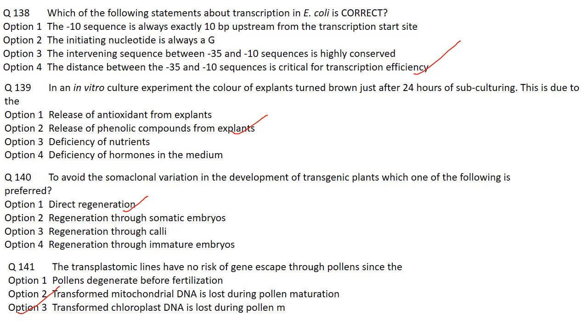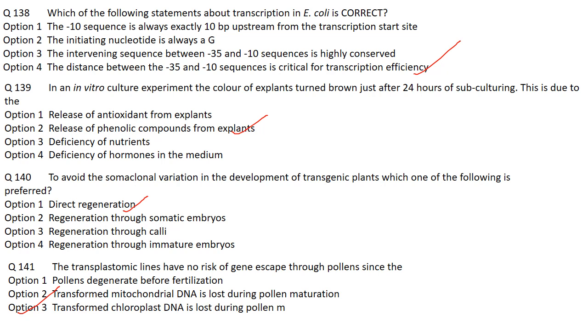Then next one. The transplastomic lines have no risk of gene escape through pollen since the... So a transplastomic plant is a genetically modified plant in which genes are inactivated, modified, or new foreign genes are inserted into DNA of plastids like the chloroplast instead of the nuclear DNA.